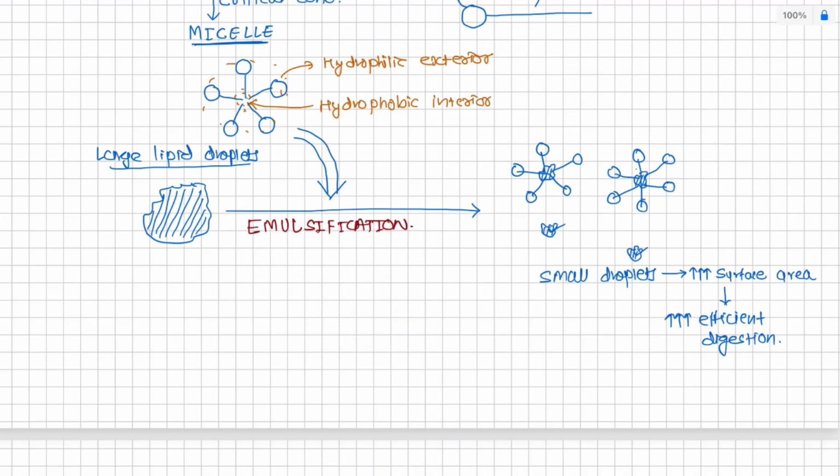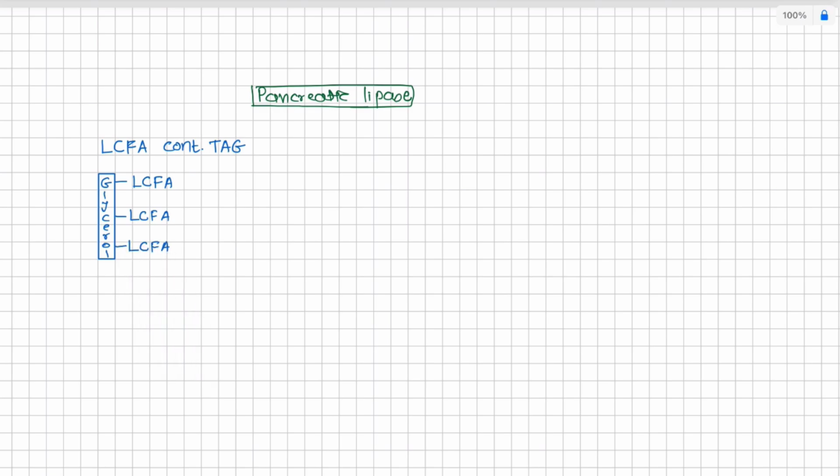Now let's see how digestive enzymes work, starting with the most important one, pancreatic lipase. This enzyme acts on long chain fatty acid containing triacylglycerols. So let's draw such a triacylglycerol structure. This is the glycerol backbone and 3 long chain fatty acids attached to it. But there is a problem. Pancreatic lipase is actually inhibited by bile salt. This seems contradictory, right? We need bile salt for emulsification, but they inhibit this enzyme.